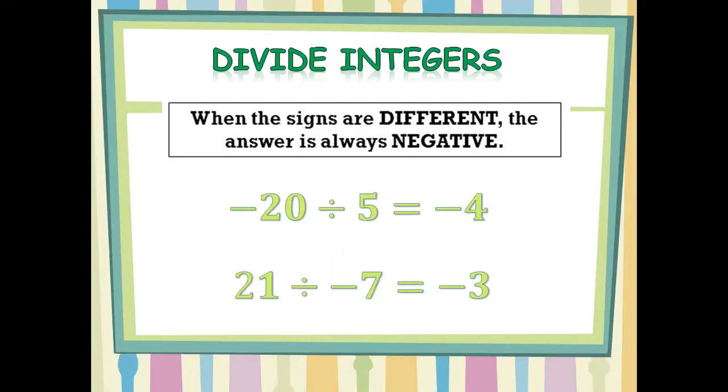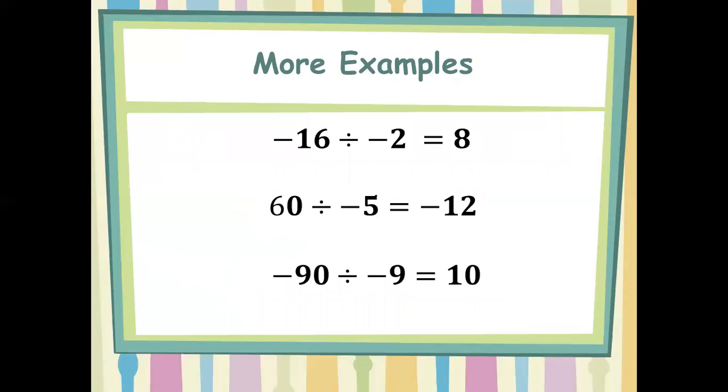The negative sign becomes dominant or powerful when one of the numbers is negative. So here as well, 21 divided by -7. Again, you need to know that your answer needs to be a negative number as well. So let's look into some more examples here.